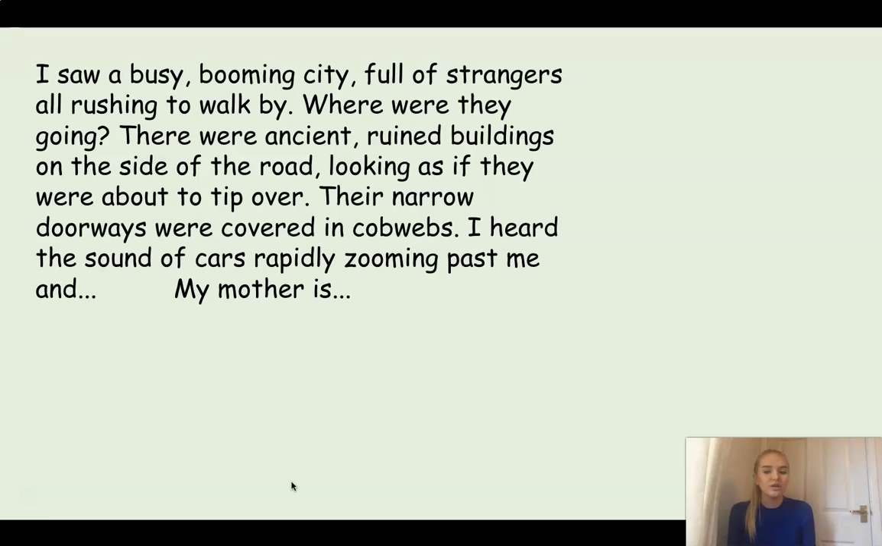There were ancient ruined buildings on the side of the road, looking as if they were about to tip over. Now that knowledge I got from the poem, the old, old city. Their narrow doorways were covered in cobwebs. Automatically, I'm giving the reader, in my monologue, that sense of this city really is old. It's busy, but it's old. Then I began to start, I heard. So I haven't started a new line, I've just continued on my monologue because it's a big long speech.